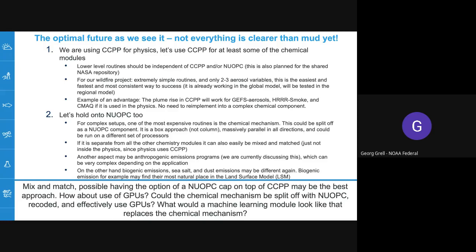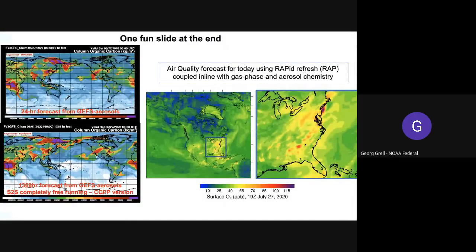And finally, after a fairly dry talk, I have one fun slide that I really want to show too. On the right side is the air quality forecast for today, using the Rapid Refresh chemistry, which we ran this summer to test the impacts of COVID-19 emissions. And you can see it's not looking very pleasant there on the East Coast in the New York area. Fairly high surface ozone concentrations predicted.